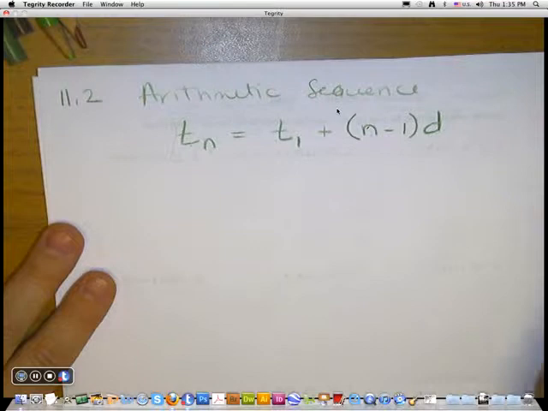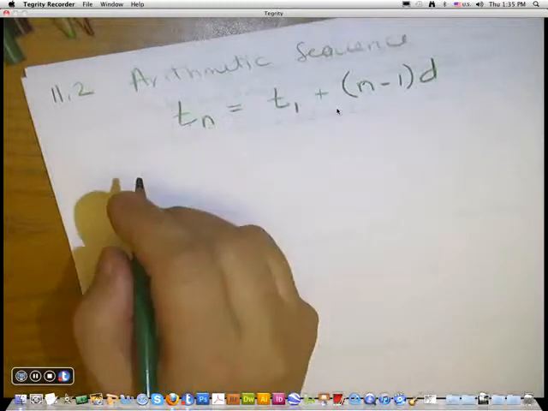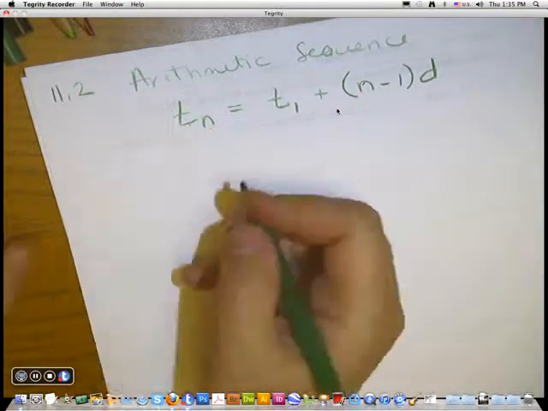And then d is the difference. How does it go? Does it add by 3? Does it subtract by 4? Whatever. So we got 6 examples that we're going to go through.